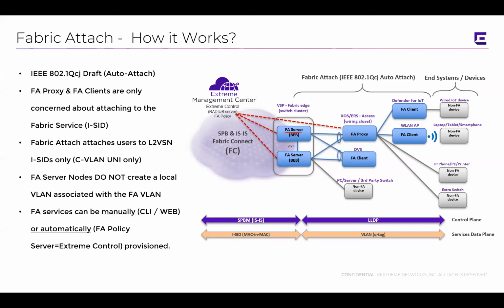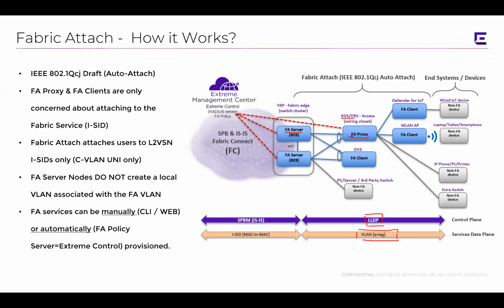And then we have the Fabric Attach proxies. These are basically the access switches, and our EXOS and ERS families all support Fabric Attach capabilities. One important thing to highlight is that we are using LLDP communication as the control plane, and VLANs are being used as the data plane in this non-SPB part.